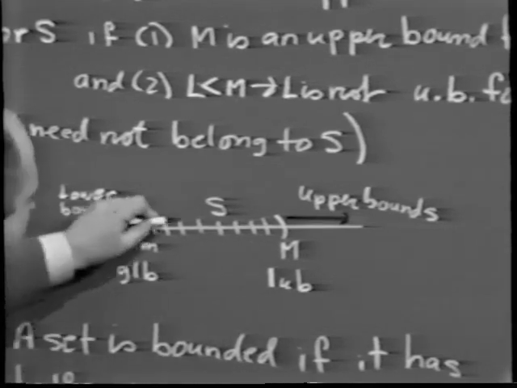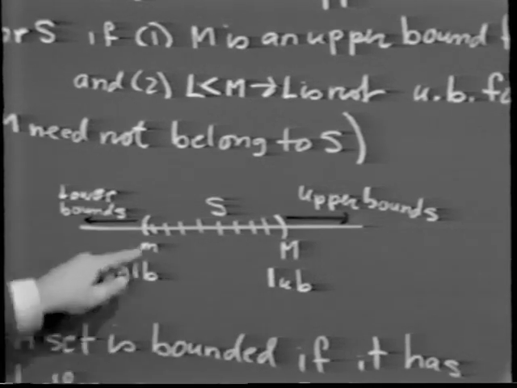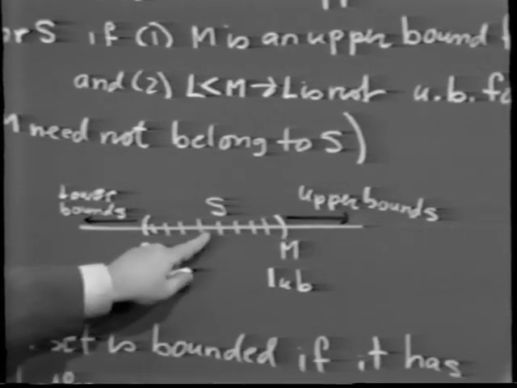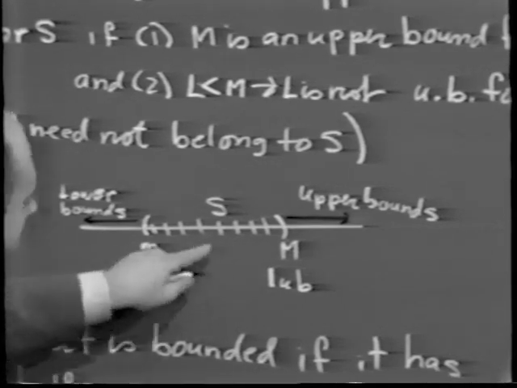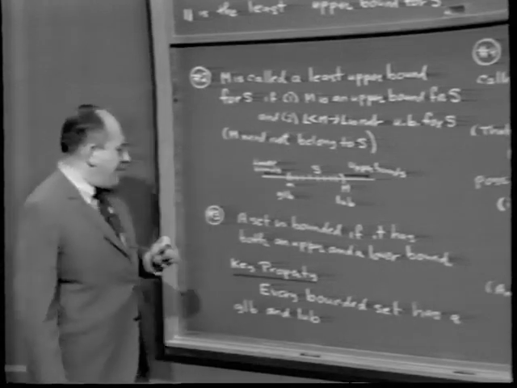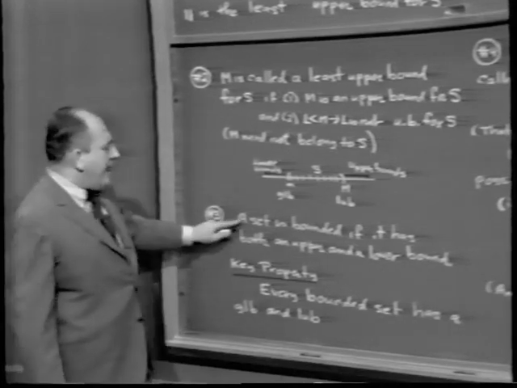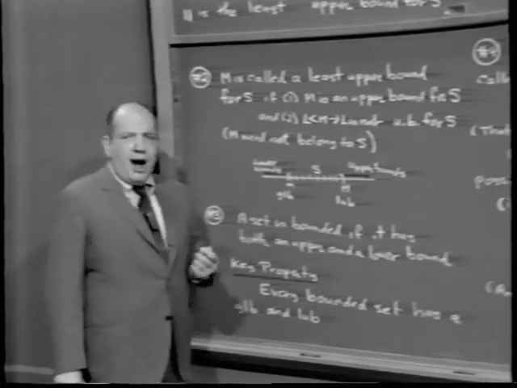And notice that nothing in the set S itself can be either an upper bound or a lower bound, because anything inside S appears to the right of little m and to the left of capital M. And one final definition as a preliminary: a set S is called bounded if it has both an upper and a lower bound.